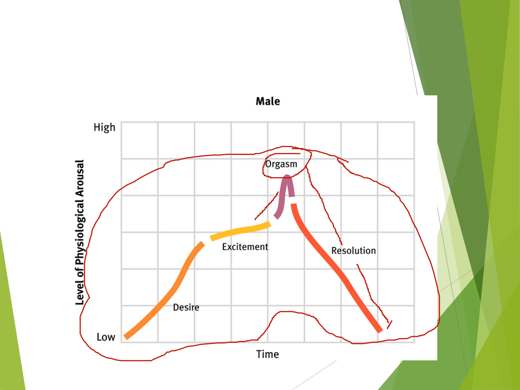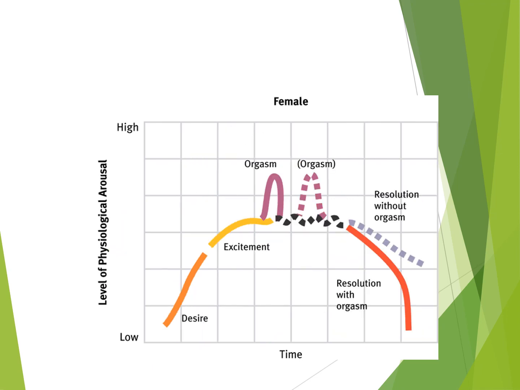So this is a typical male response cycle. Let's look at women. Now, women begin at low. This is a resting state. Then they get the desire. After they get the desire, they get into the excitement, then the plateau, and one woman could get into orgasm, and after orgasm, they resolve.